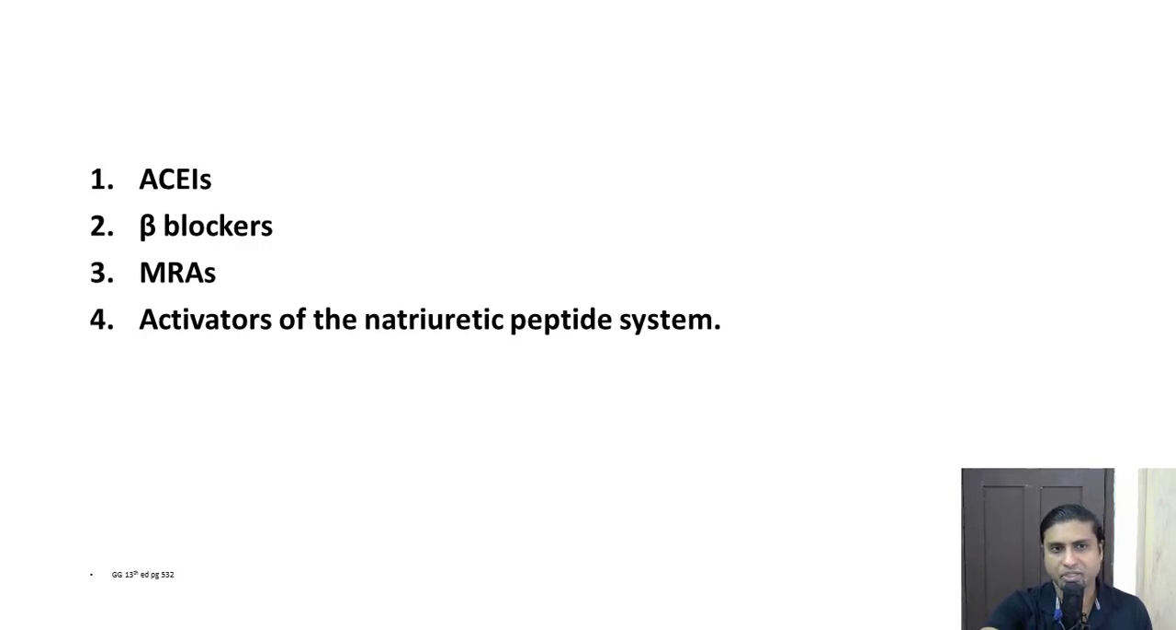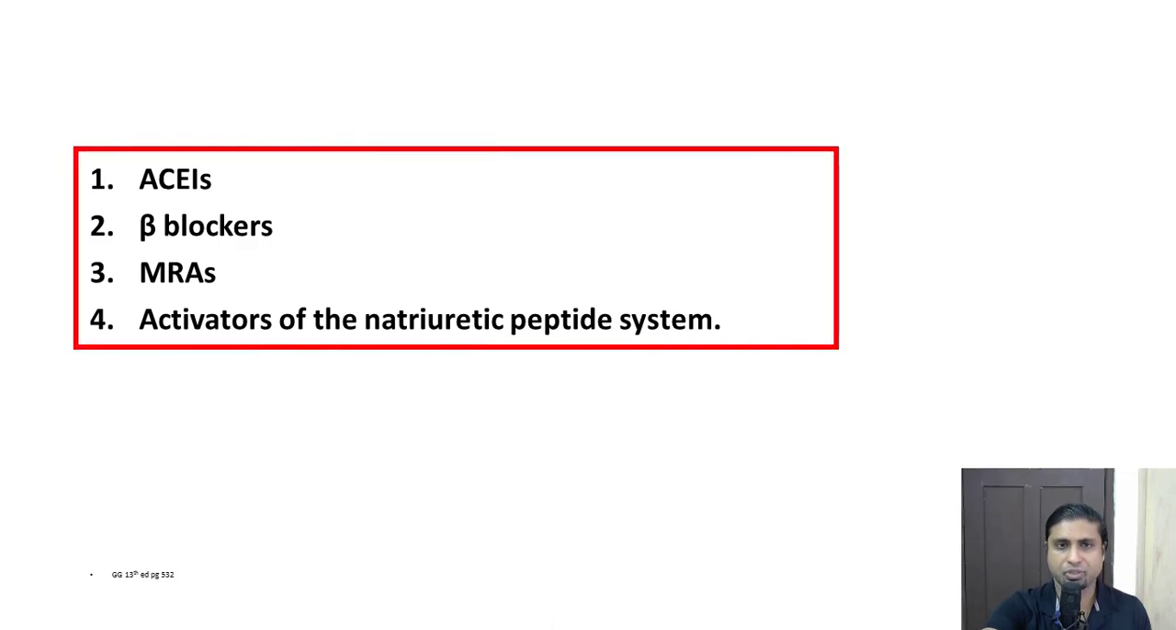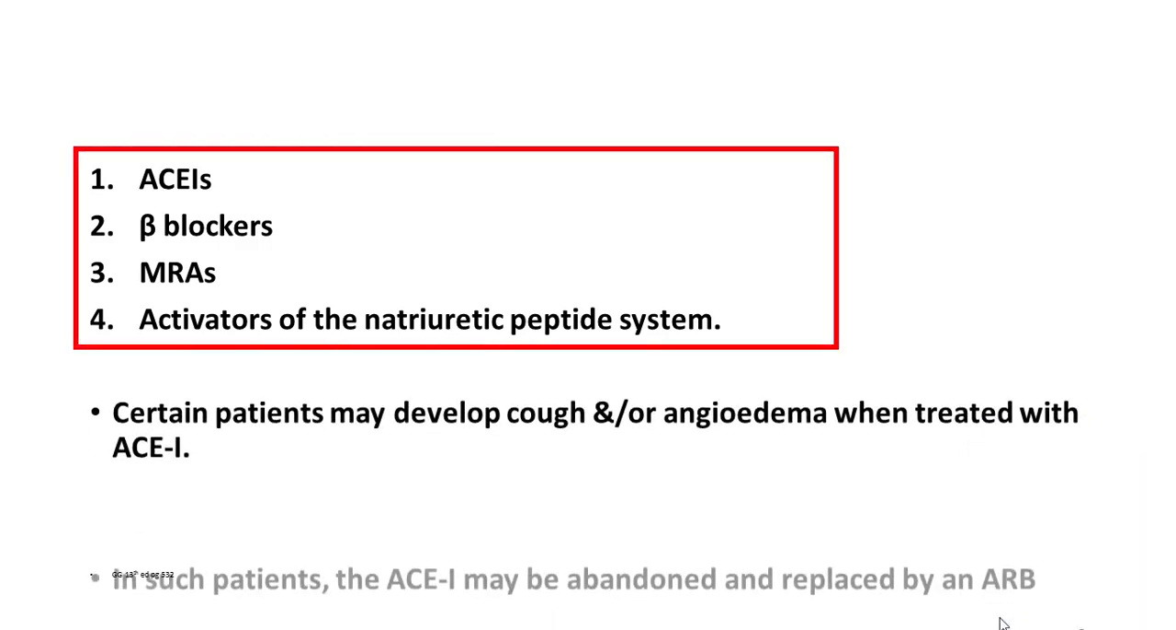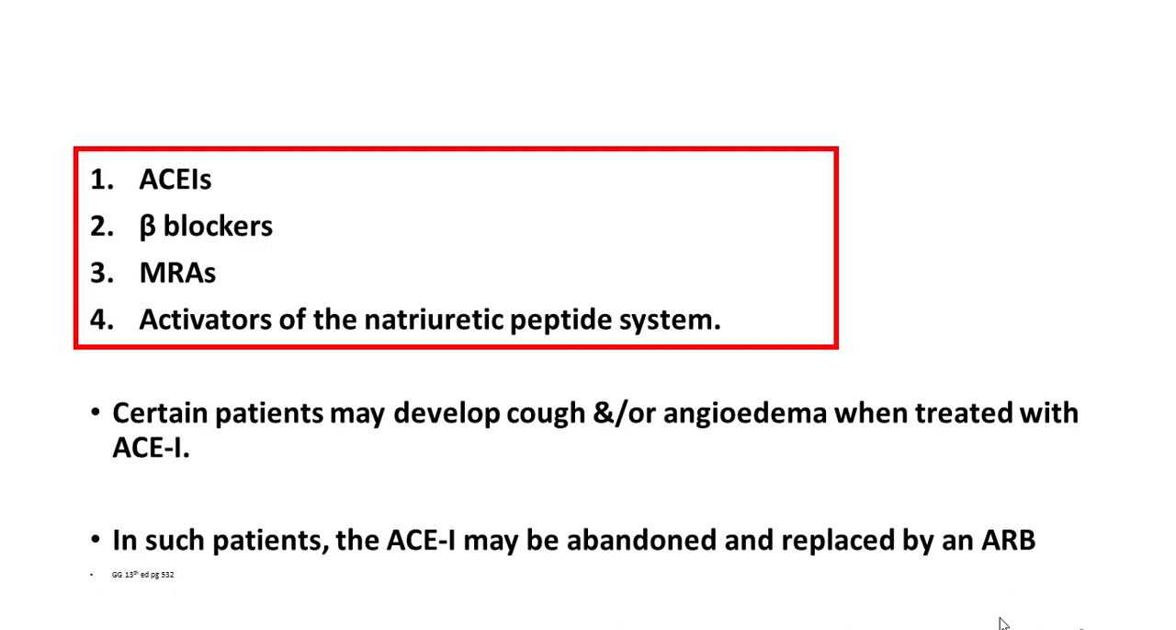Now, some patients who are started on ACE inhibitors tend to develop cough and/or angioedema, which the patient may not be able to tolerate. In such situations, the ACE inhibitor needs to be abandoned and replaced with an ARB, an angiotensin receptor blocker, instead. So when we discuss the drugs used in heart failure, we commonly write ACE inhibitors/ARBs. So that simply means that if the patient can't tolerate an ACE inhibitor, we abandon it and we use an ARB instead.